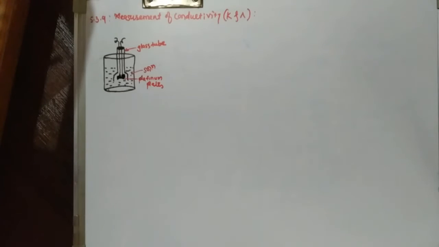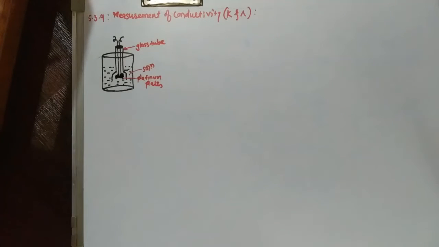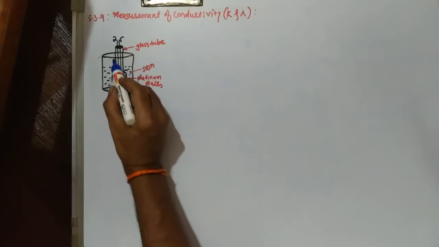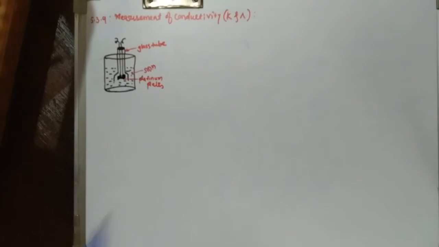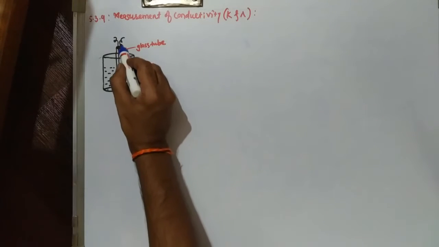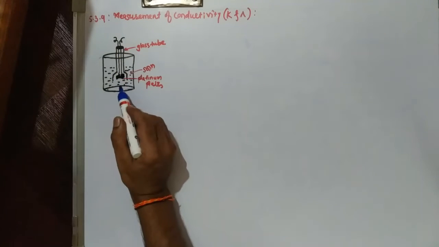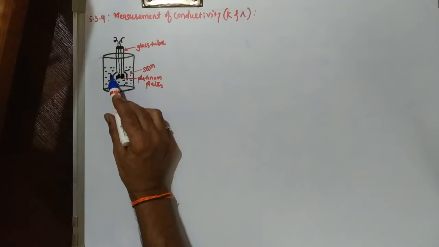Let us say that is the measurement of conductivity K and A. K is the conductivity and this lambda is the molar conductivity. To measure the conductivity, we need a conductivity cell. The conductivity cell consists of a glass tube which contains two platinum plates coated with platinum black. And this glass tube, the conductivity cell, is immersed in the solution whose resistance is to be measured.